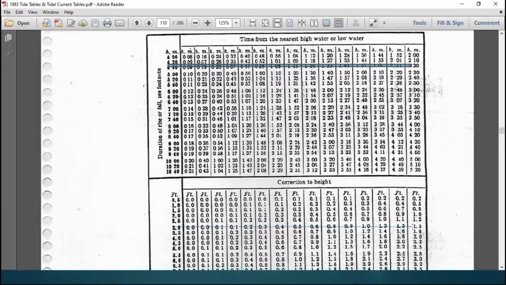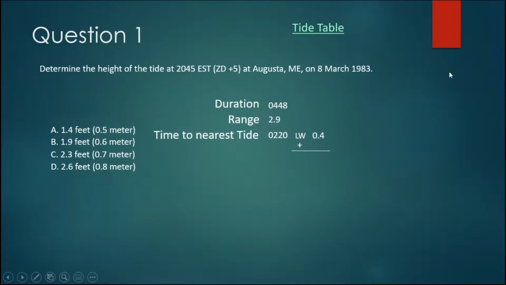and we'll get our correction of 1.5 feet. That's the correction that we're looking for right there, 1.5 feet. And since we are going to low water, we have to add that correction. So we're going to add 1.5 feet right here. We get 1.9 feet, and that is our answer, B.